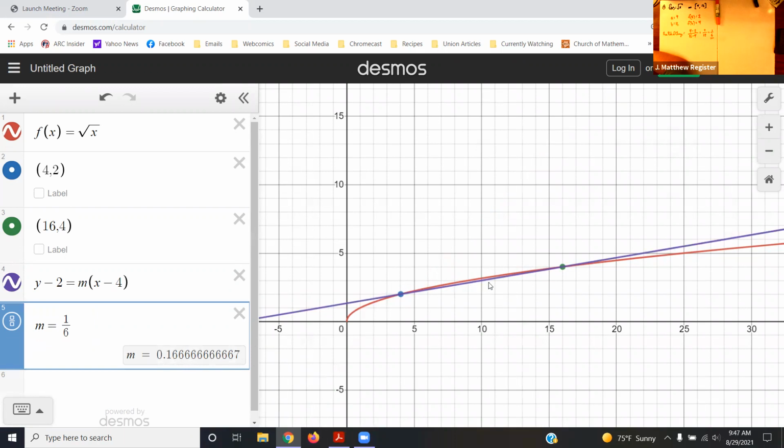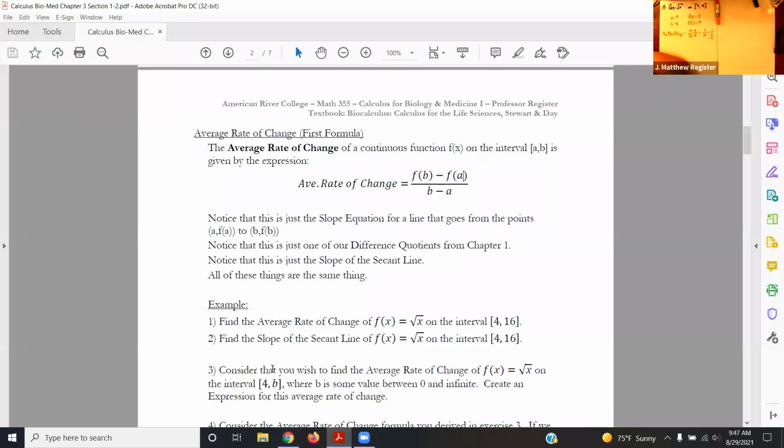And notice that using that slope, it goes through both of those points. That's what the average rate of change is. The average rate of change is saying, if this were linear, what is the slope of the line going through those 2 points? That is also the slope of the secant line, because remember, these 2 things are the same thing.